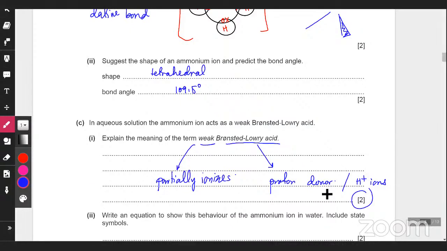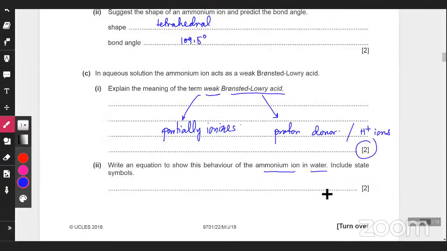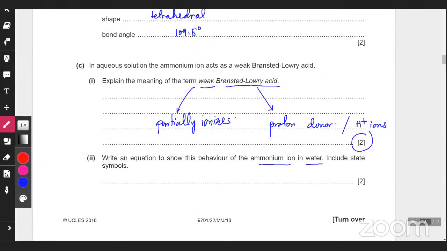What would be the equation for such a reaction? They're asking for the equation of ammonium ions with water. And remember, the ammonium ions are the ones that are acting as acids. I mean, they've already said that they're acting as acids. So NH4 plus is going to lose an H plus. And the other thing is water. So you have a water molecule, H2O.